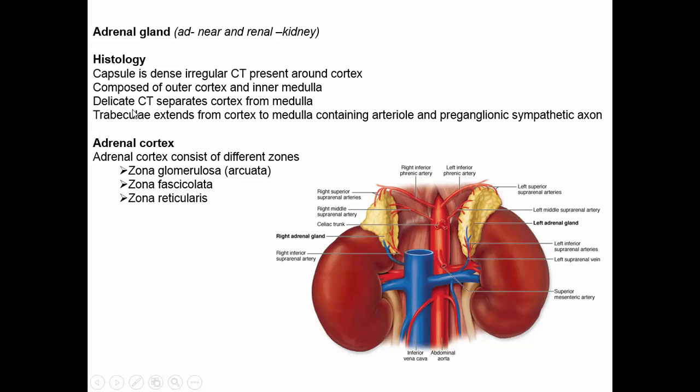Delicate connective tissue separates the cortex from the medulla, meaning there is a connective tissue present separating the cortex from the medulla region. From the capsule, there are trabeculae that extend from the cortex to the medulla region, and these trabeculae basically contain various arterioles and some sympathetic neurons that are preganglionic in nature. Mostly these are supplied by the sympathetic nervous system, so they contain various axons that are sympathetic in nature.